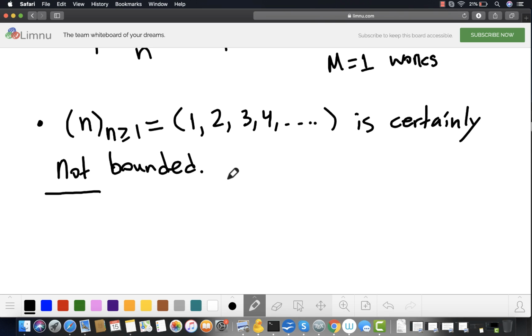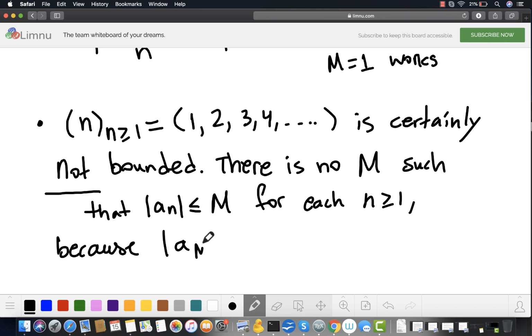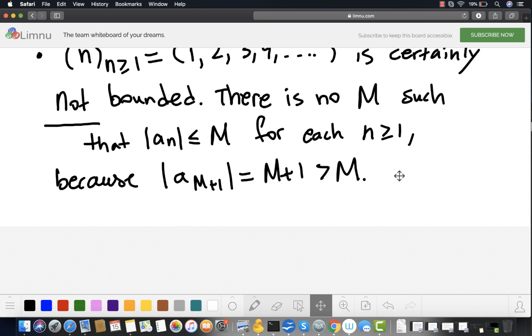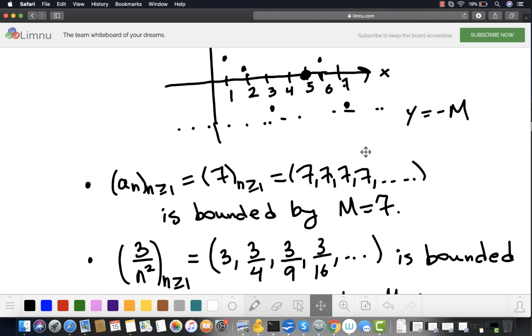Okay, so what does this mean? In other words, to make this precise, there exists no choice of M that works. There is no M such that a sub n is at most M for each value of n, because already, if you look at a sub M plus 1, that's by definition M plus 1, and M plus 1 is bigger than M. So that shows that you can get bigger than any particular number eventually, and so the sequence is not bounded. A sequence being bounded means that you cannot escape certain bounds. You're constrained to be between the lines y equals M and y equals minus M.